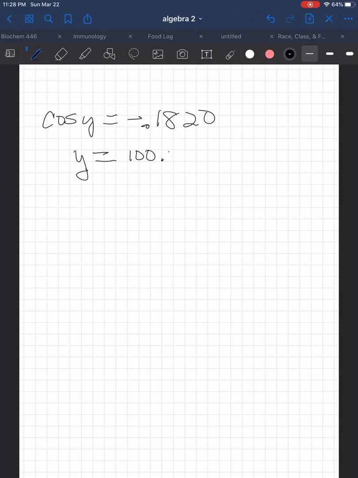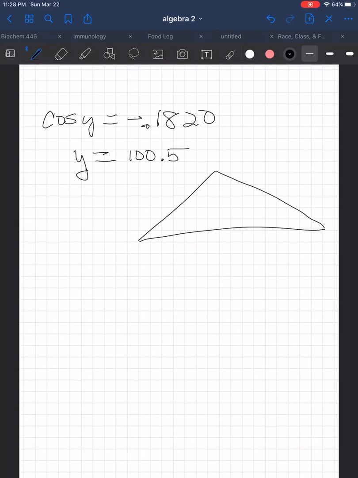Now, that's not what the textbook has. Why is that not what the textbook has? It's because we left the entire thing in the calculator until the very last step. So 100.5 is close enough to 100.6.